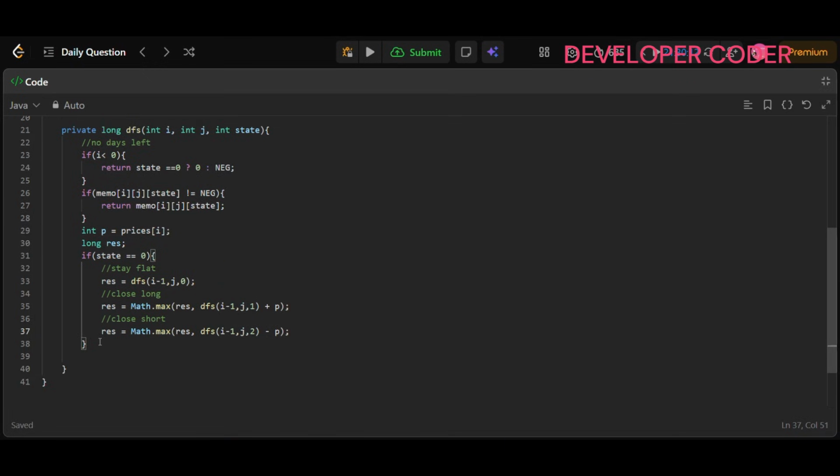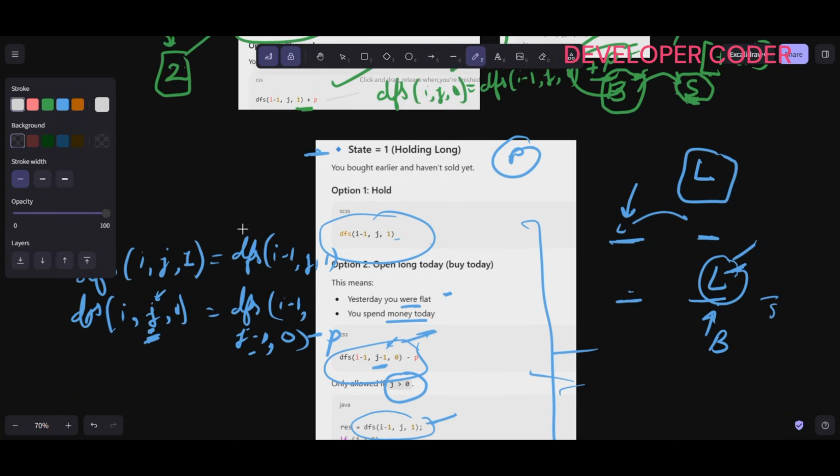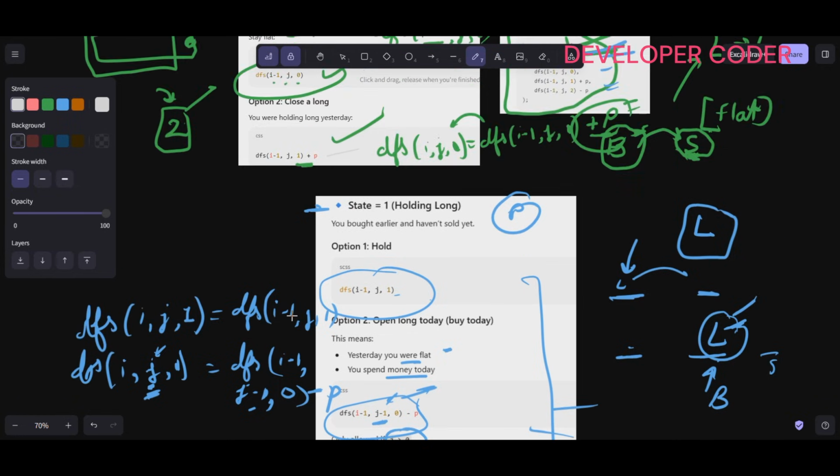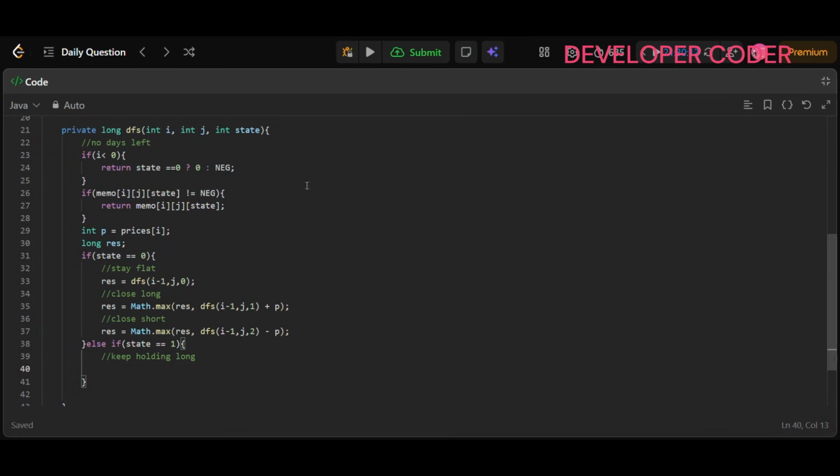Now it is easy for you to understand how I'm doing this. If state is equal to 1, then in that case there are 2 things. If you keep holding long, then dfs of i, j, 1 is equal to dfs of i minus 1, j comma 1. So this is what you need to write here. So result is nothing but dfs of i minus 1, j comma 1.